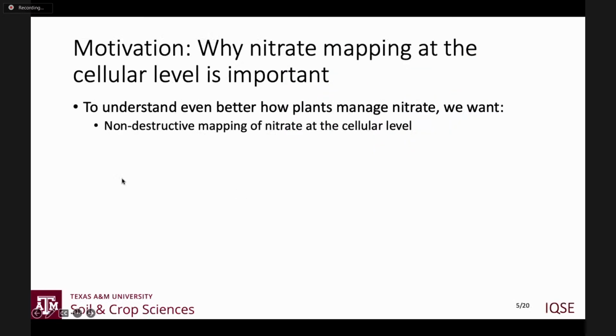And again, our main motivation is to develop a technique and apply this technique to nitrate mapping at the cellular level, to better understand how plants manage nitrate and how this could help to develop real crop varieties in the future that can have a better way of using resources and all that.